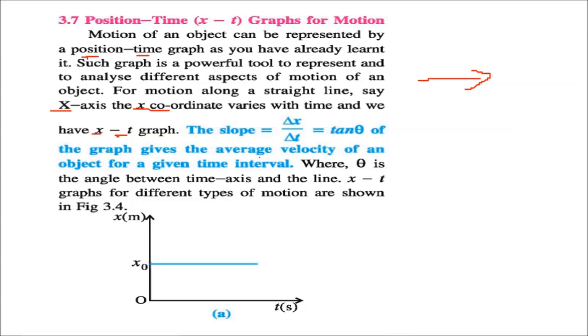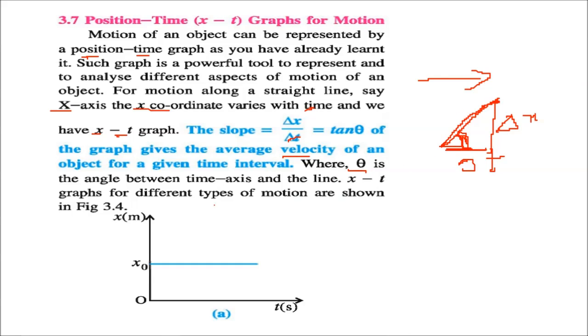The slope, delta x by delta t, the slope basically, we'll talk about this. This theta we are talking about, and this is delta x, this is delta t. So tan theta is simply delta x by delta t, and this tan theta or slope of the graph will give us the average velocity of an object for a given time interval. This theta is the angle between the time axis and the line.